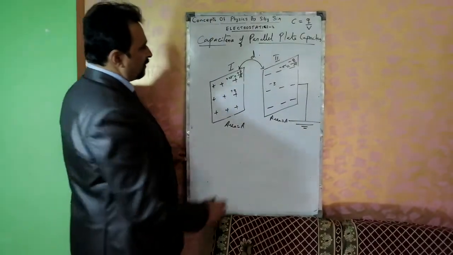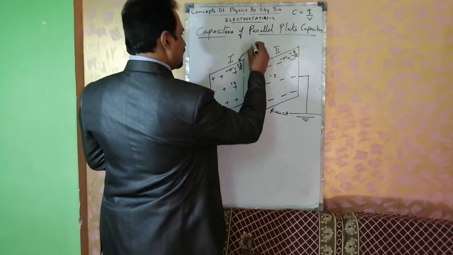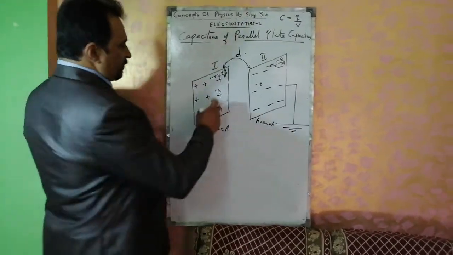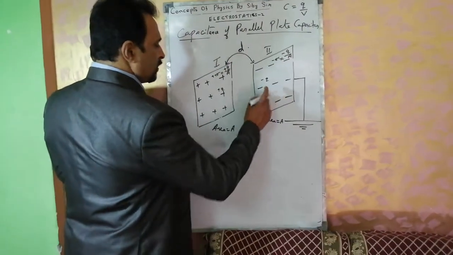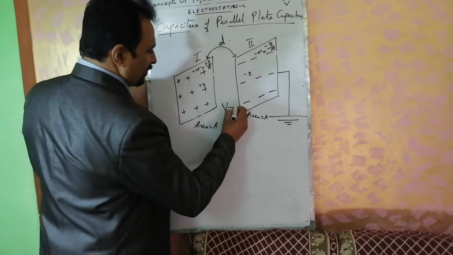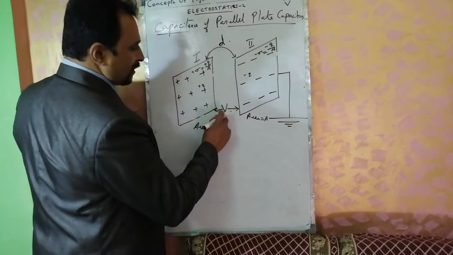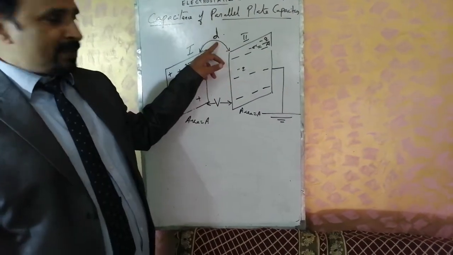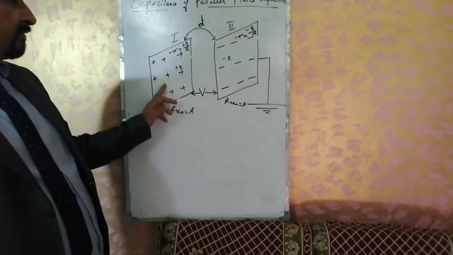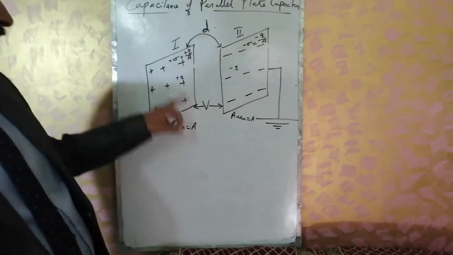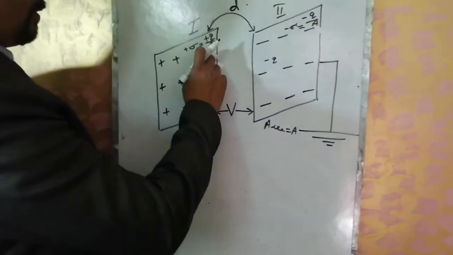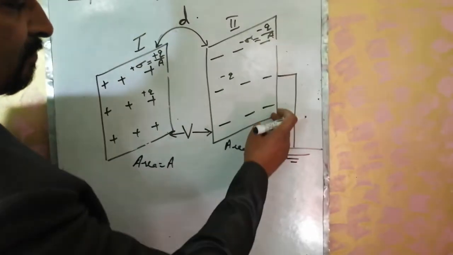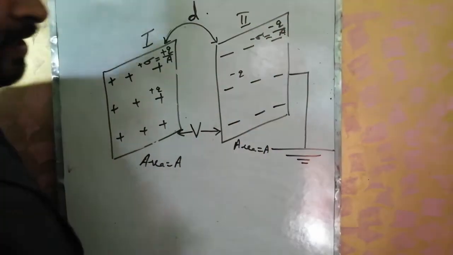So let the gap between the two plates be d. d is the separation between the two plates. Positive charge Q on this plate, minus Q on this plate, the potential difference between the plates is V. V is the potential difference between the plates of the capacitor, d the distance between the plates, and A stands for the area of each plate of the capacitor. So Q by A is called the surface charge density of this plate, plus sigma, and the surface charge density of this one is minus sigma, minus Q by A.